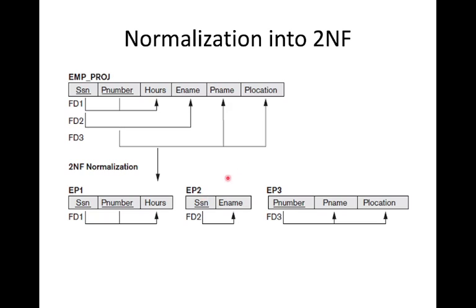Now this is perfect. Now we will remove P name, P location and P number into another table. Now P name and P location are fully functionally dependent on P number. So these relations are in second normal form. It satisfies the condition because hours is fully functionally dependent on the key, E name is fully functionally dependent on the key, and P name and P location are fully functionally dependent on the key. That is, all non-prime attributes are fully functionally dependent on the key.